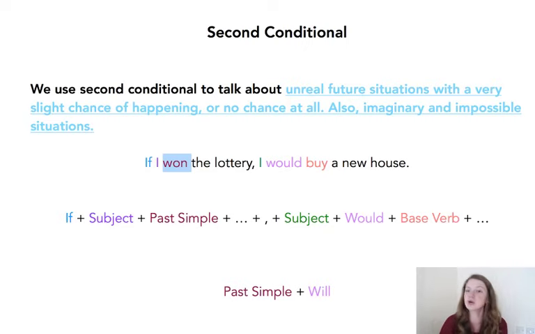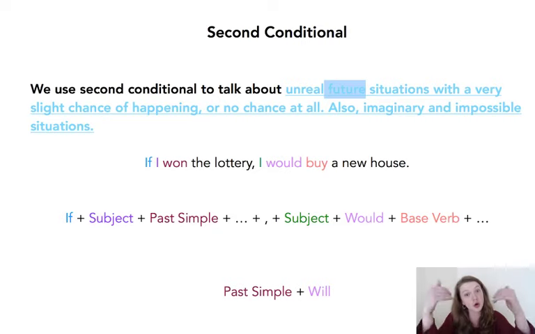Now, this is where some students get confused because they start to think, but hold on, Emma, you said it was a future, but we're using a past simple. What's going on? Okay, it has nothing to do with the past. It is just the structure we use, but we're still talking about the future. Okay, so if I won the lottery, I, subject, would.